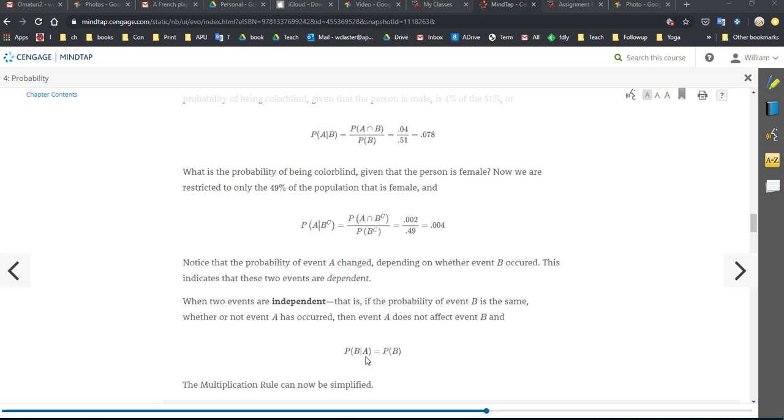Okay, so now we have a formula for it, and that is here. The two events A and B are called independent if the probability of B given A equals the probability of B. Okay, that is, it doesn't matter that A has occurred. The probability of B given A is just the same as the probability of B.